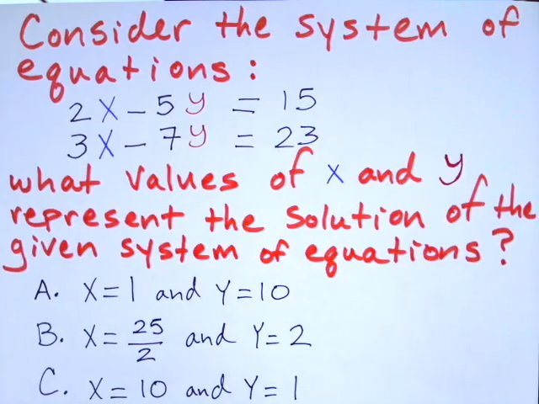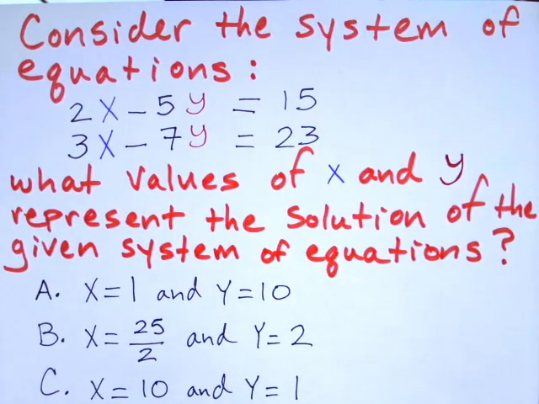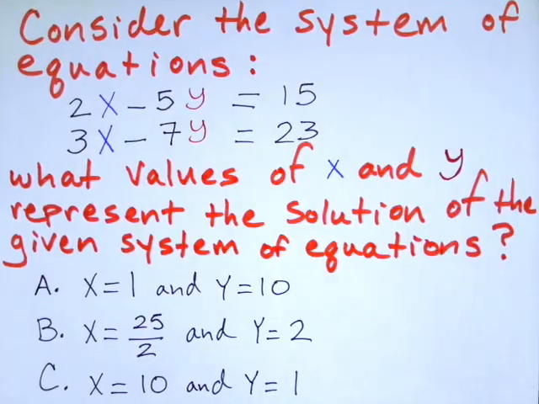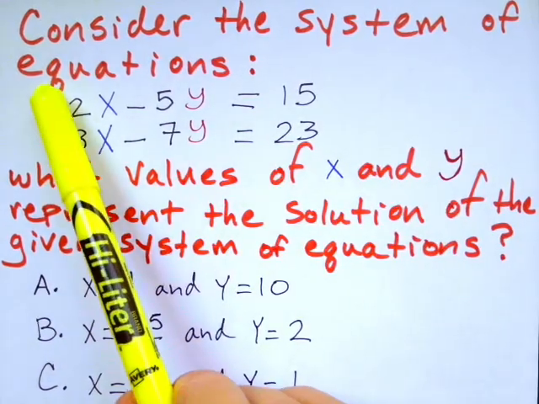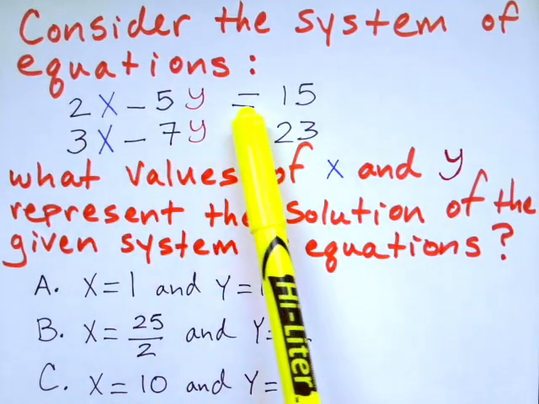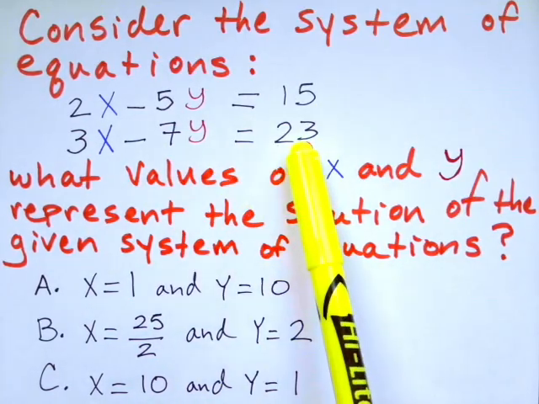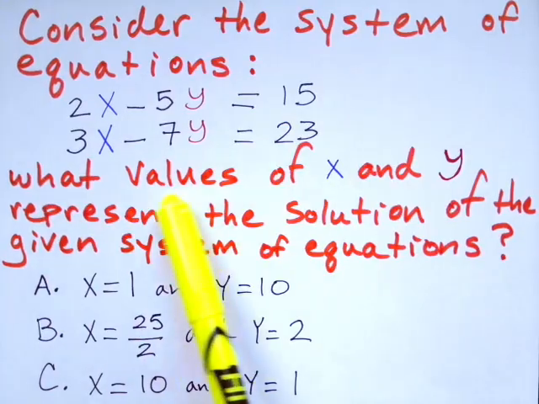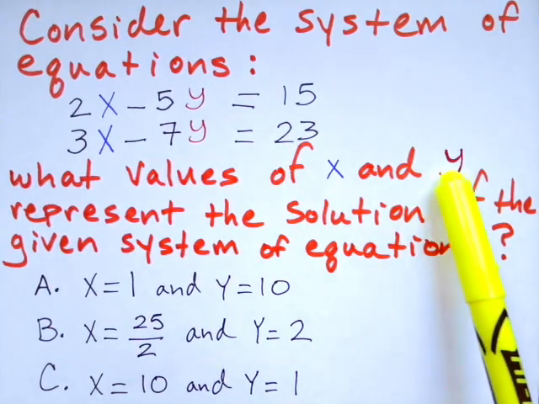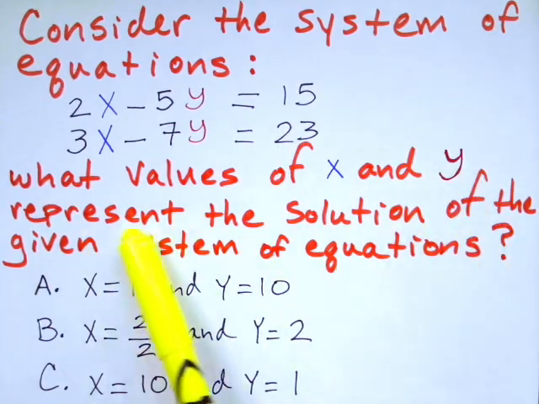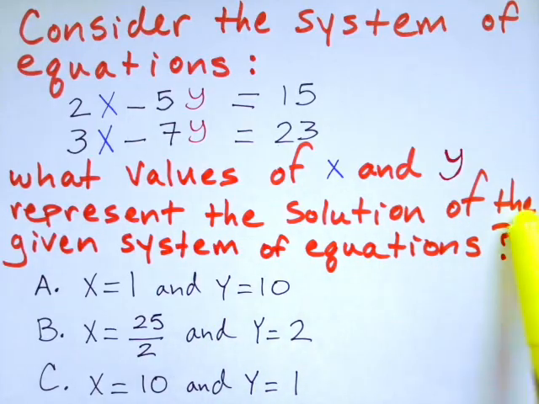Here we've got a test question. Consider the system of equations. 2x minus 5y equals 15. 3x minus 7y equals 23. What values of x and y represent the solution of the given system of equations?